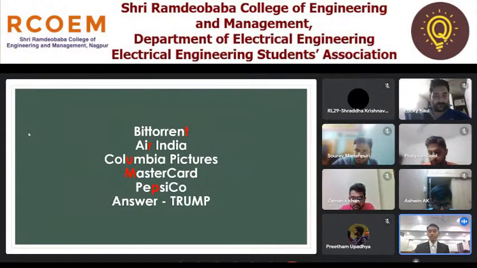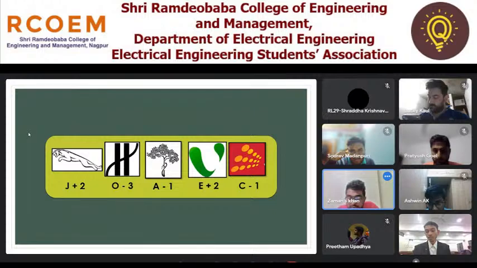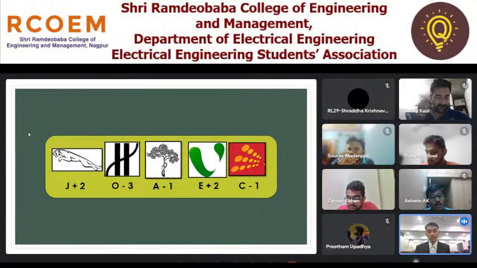Okay, so the next question coming up on the screen now. J plus 2, O minus 3, A minus 1, then E plus 2, C minus 1. Okay, so the fastest on the buzzer is Zaman. Yes, Zaman. What do you make out of this? Gucci, Ruchi. Jaguar, Cadbury, Videocon.